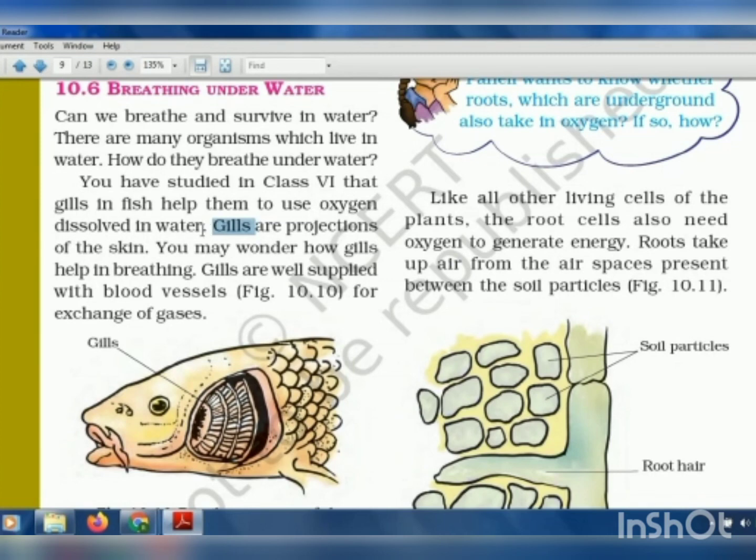Gills are projections of the skin. They are a part of an expanded form of skin only, a form of skin which helps the fish breathe. Gills have many blood vessels, many tubes which transport blood to each and every part of the body of a fish. These blood vessels also help in the exchange of gases, that is the taking in of oxygen and giving out of carbon dioxide. Okay, so this is the only thing in this part, that is breathing under water.